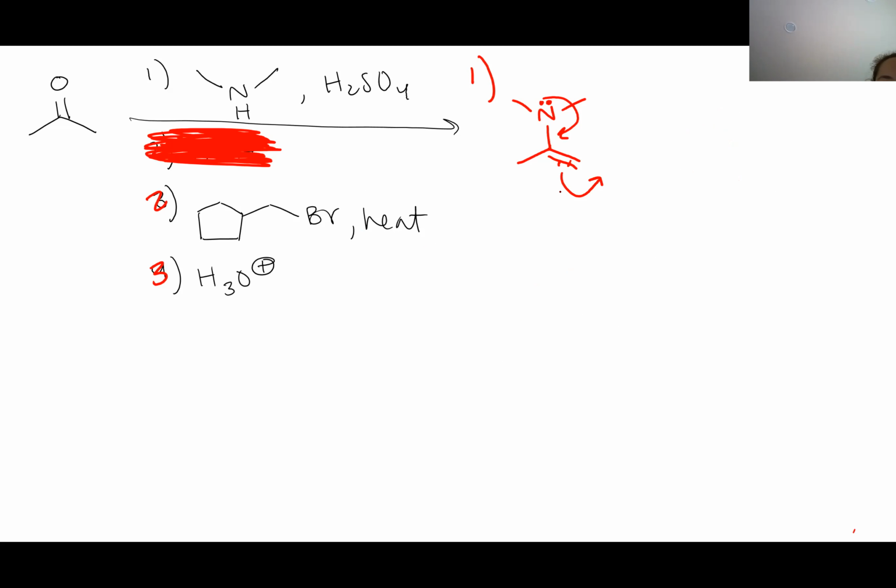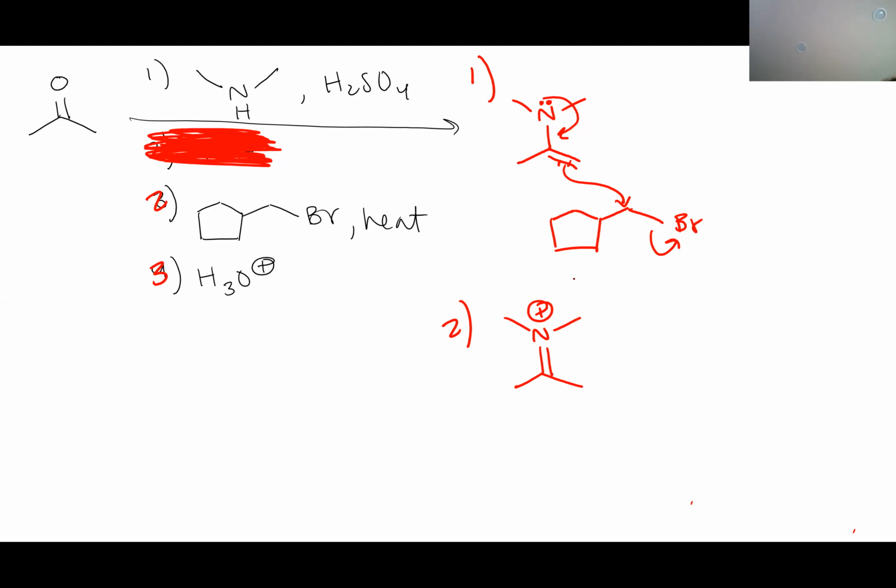So in step 2, when that alkyl halide is added, we are treating this like an enamine, or sorry, like an enolate type reaction. And we're kicking out the bromine. So in step 2, we now have an iminium ion.